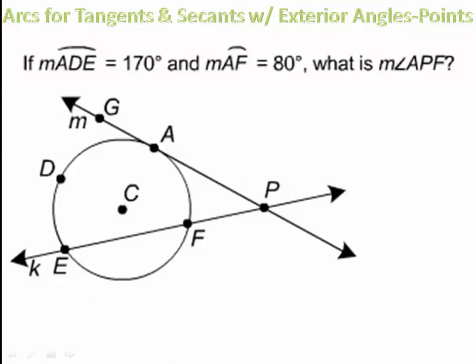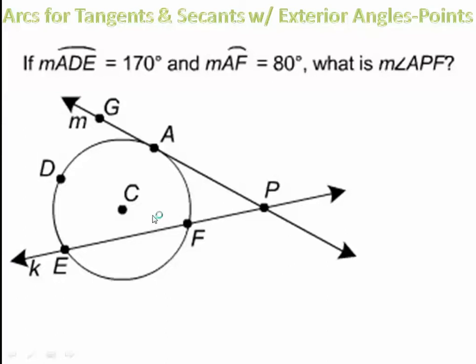All right, continuing with the review for the Unit 4 test. It says arcs for tangents and secants with exterior angles and points. Well, here we are told that the measure of the major arc is 170 degrees. The minor arc is 80 degrees. What's the measure of angle APF?